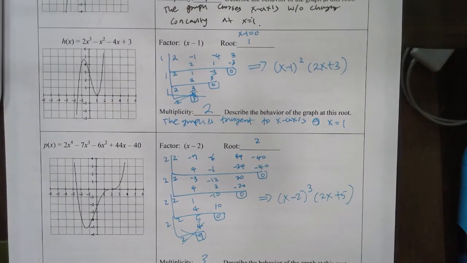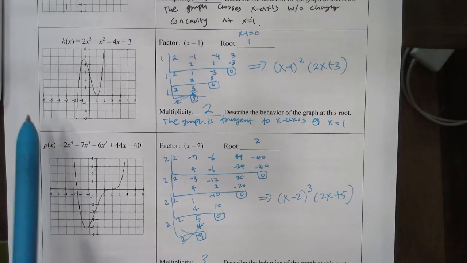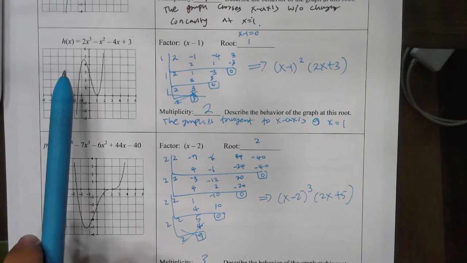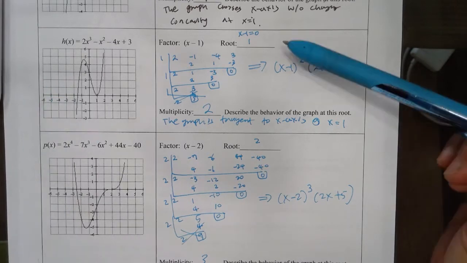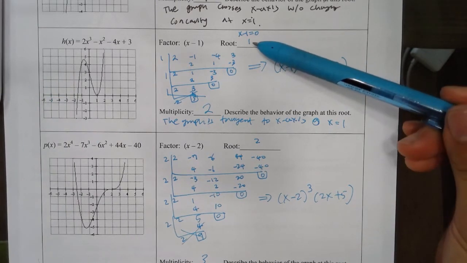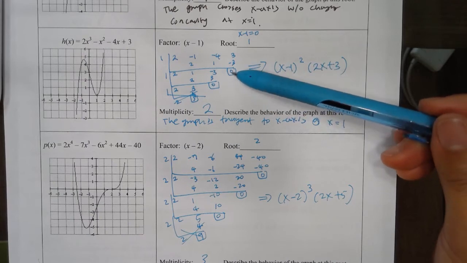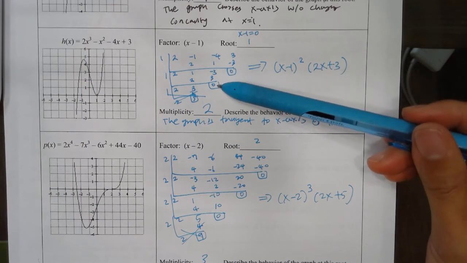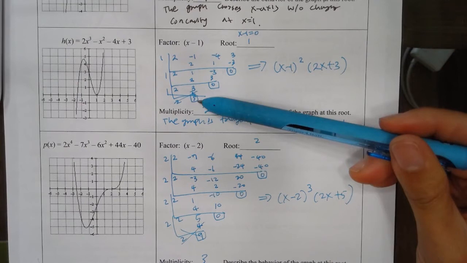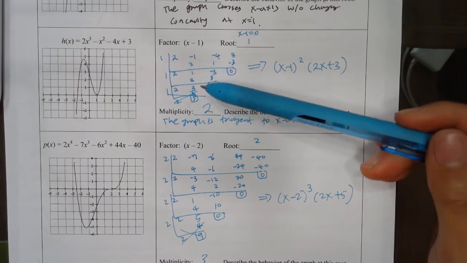Alright, so let's check it together first with the h of x. The root I'm trying is 1. I did the synthetic division over here. Once, twice, third time I got the remainder of 5, so that means it's only going to be a factor twice, meaning multiplicity of 2.